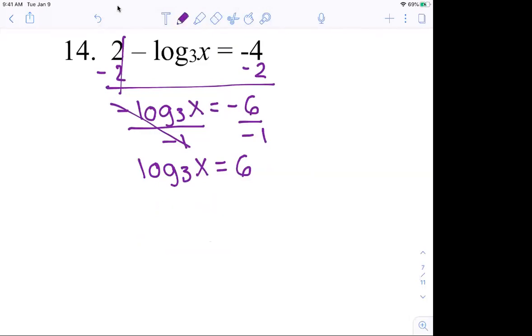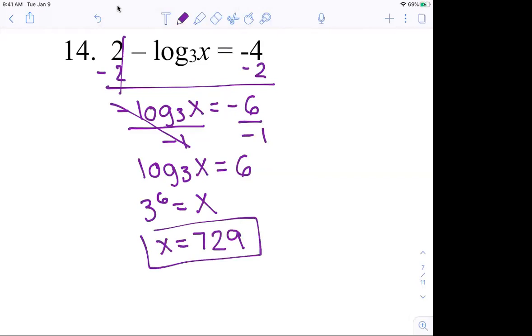Okay, so hopefully you tried this on your own. You're going to convert into exponential, which is 3 to the 6th power is equal to x. So there's not even that much to solve there. And that's going to give you x is 729. And you're done.